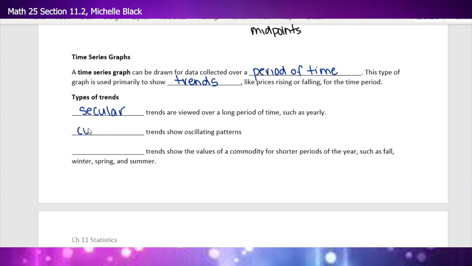Cyclical trends show oscillating patterns, and seasonal trends, which show the value of a commodity for shorter periods of the year, such as fall, winter, spring, and summer.